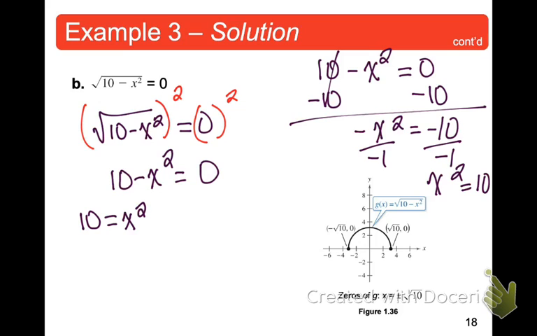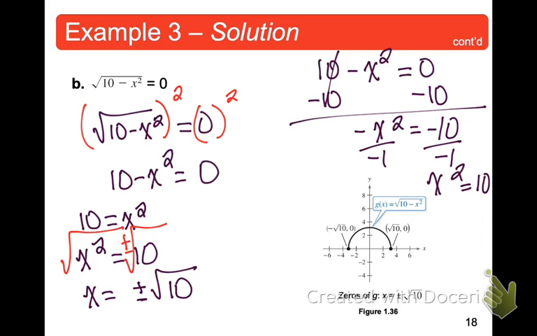At this point, when I have x squared equals 10 and I take the square root of both sides, what do I have to put in front of the square root of 10? Positive and negative. Okay, I have to put positive and negative. So my x value is positive square root of 10 and negative square root of 10. That's how I get this point right here, and how I get that point right there. Positive and negative square root of 10.